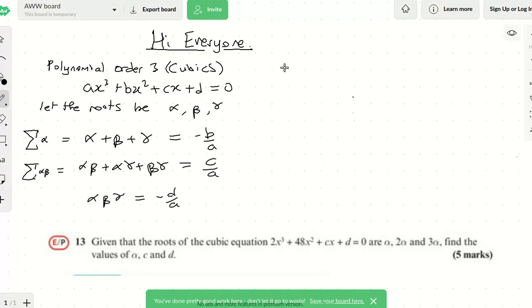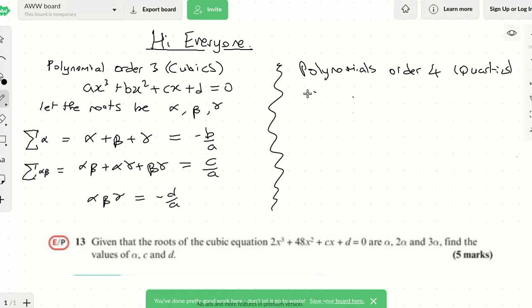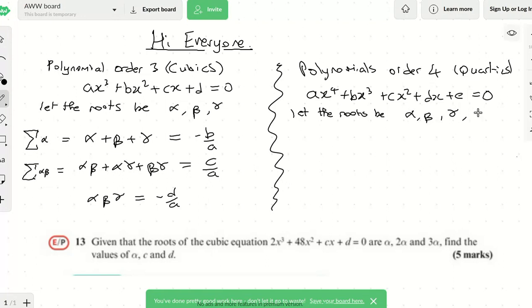Now contrast this with polynomials order 4, and I'm going to do that question down there in a second. Polynomials order 4, they're obviously called quartics. Let's write those out as ax to the 4 plus bx cubed plus cx squared plus dx plus e, yeah, it goes on forever this, doesn't it, equals 0. Well, let the roots be, well, we need 4 roots this time. And remember, this chapter works for complex numbers as well as real numbers. Alpha, beta, gamma, and delta.